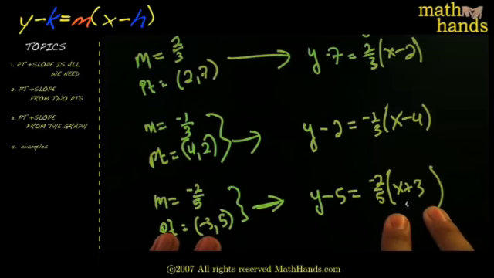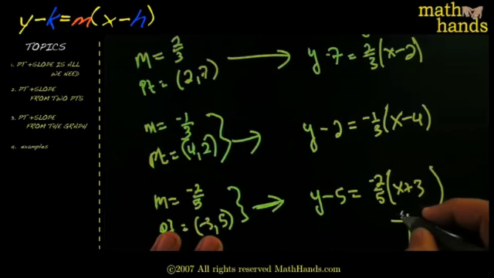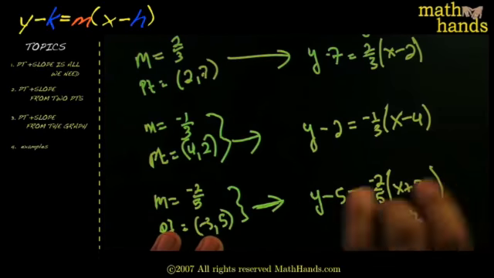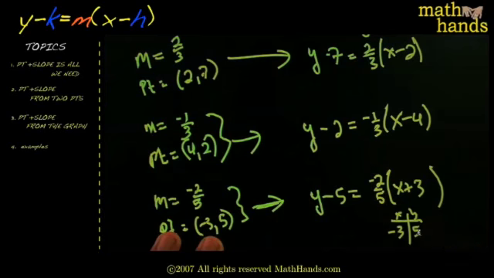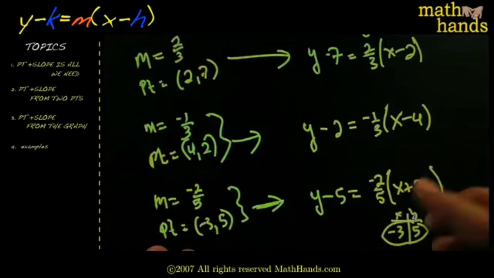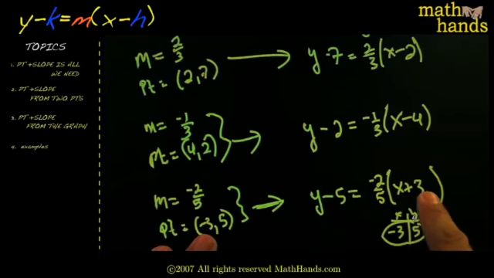Think about it this way: you can make a little chart here for x and y. If x equals -3, that's what makes the right side 0, then y would have to be equal to 5. So indeed the point (-3,5) is on that line, the line described by this equation. Okay? The point is you always make the stuff inside the parentheses the opposite of whatever the point coordinates are.